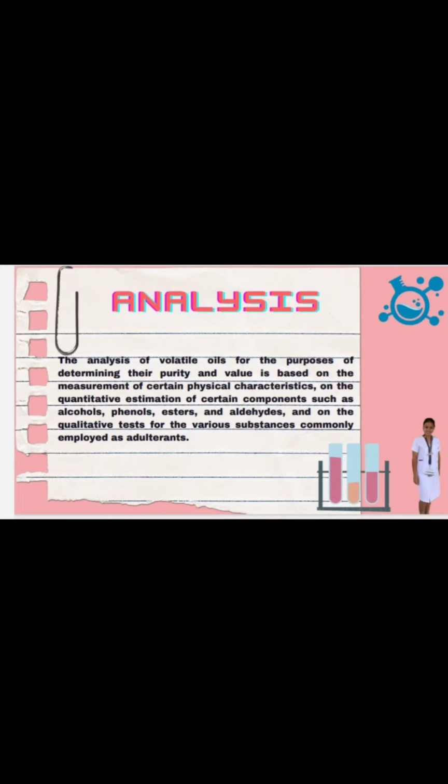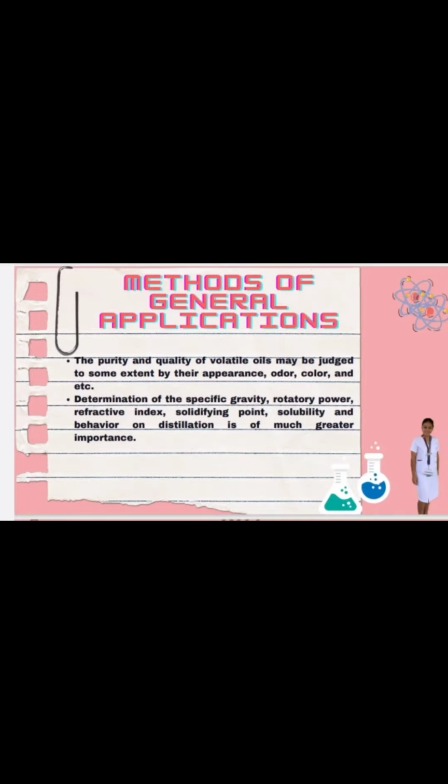So what is the analysis for volatile oils? The analysis of volatile oils for the purposes of determining their purity and value is based on the measurement of certain physical characteristics, on the quantitative estimation of certain components such as alcohols, phenols, esters, and aldehydes, on the qualitative test for the various substances commonly employed as adulterants, and lastly, methods of general application to volatile oils.